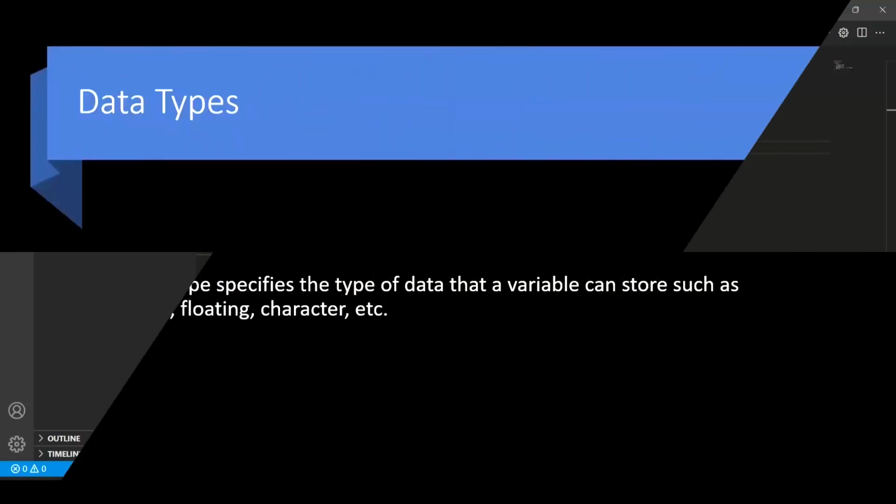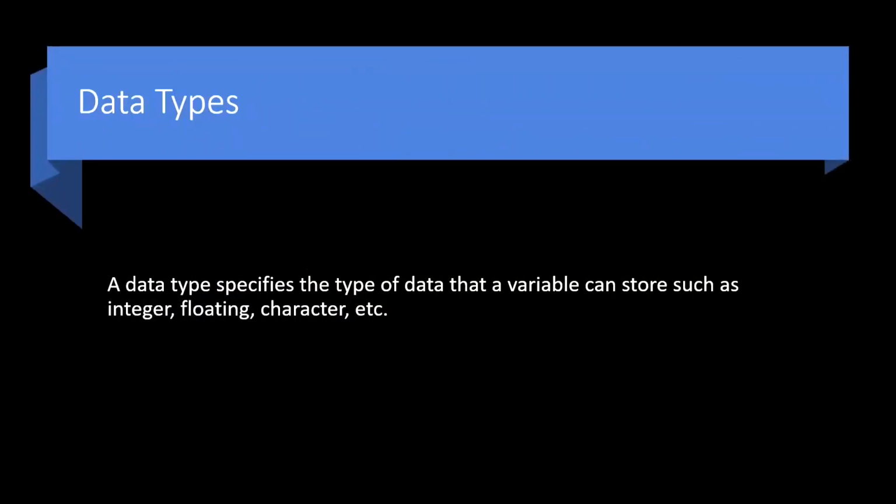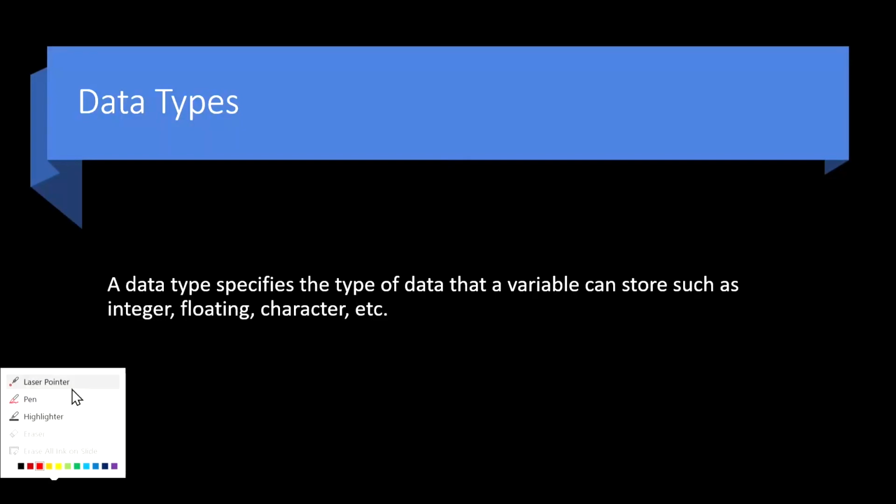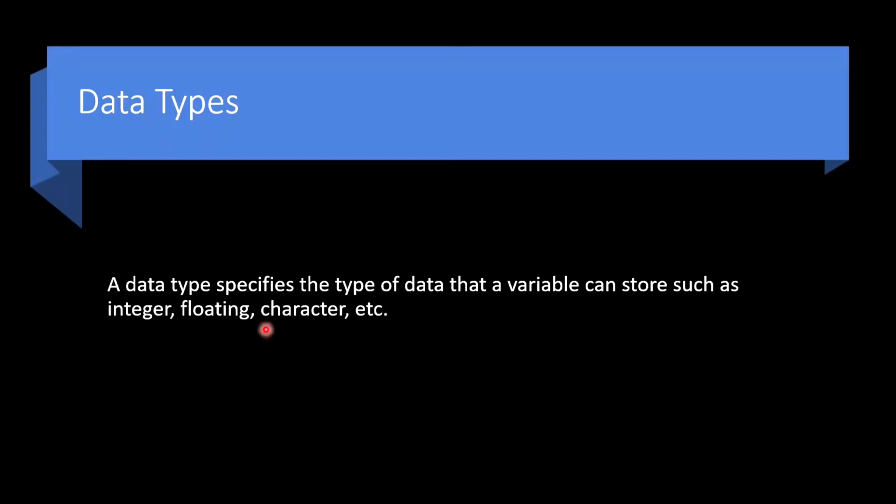Okay, now let's talk about data types in C. A data type specifies the type of data that a variable can store, such as integer, floating, character, etc. We already discussed the integer, float and character types by the keywords int, float and char. Okay, now we have a list of data types.